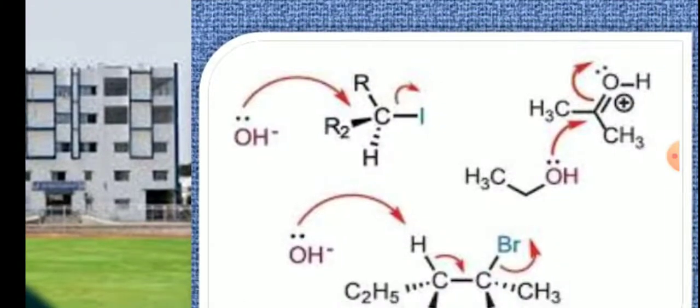you are clear that the OH minus is attached to the carbon atom, and from this arrow it is very clear that the iodine, or the iodide ion, will be eliminated.